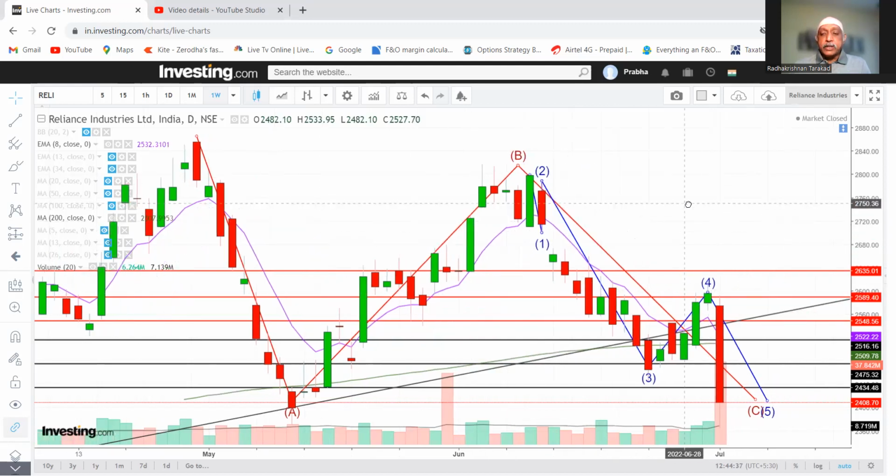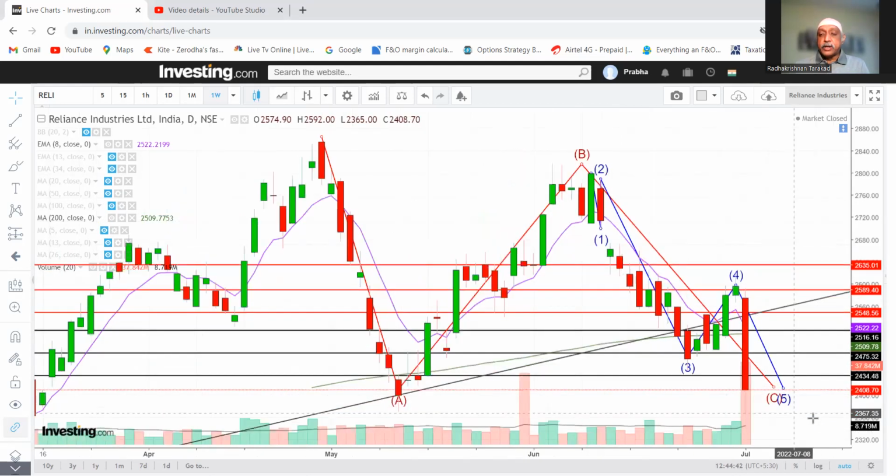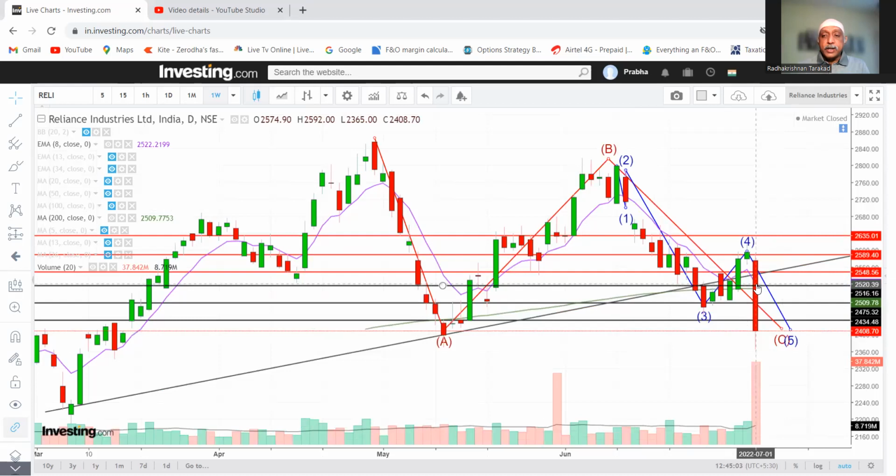Based on the video that was published on 28th, I had already set the terminating point of wave 5 at 2410 levels. That is the red line that you see, a wave from B to C, as well as wave 5 of the 5-wave structure, which also terminated around the same point. And in fact, today, when Reliance hit a low, it went to a low of 2365 and finally closed at 2408.70, which is actually the terminating point of wave 5.